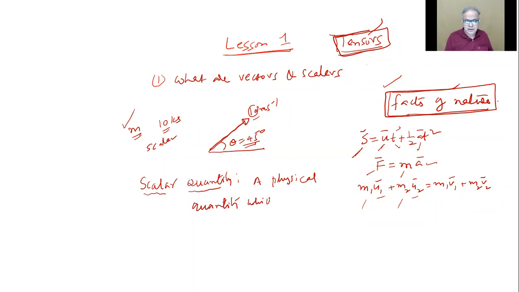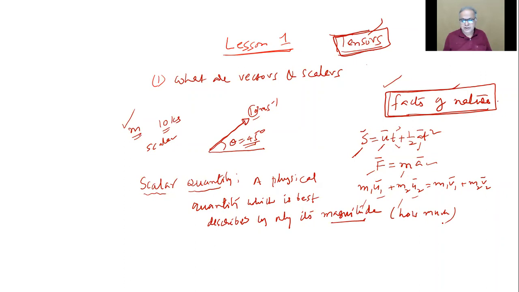which is best described by, or defined by, only its magnitude. What is magnitude? It answers the question how much. How much? You say 10, 5, 6. That's called magnitude. So for this kind of quantities, it requires just one number. How much you tell, that's enough. You already understood it completely. That's what I mean by best described by.